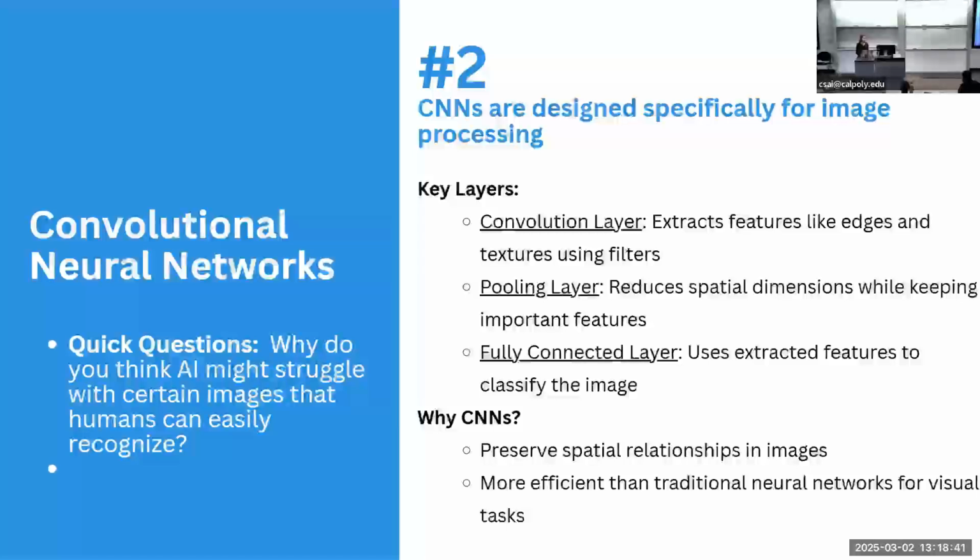We're not going to go super deep into that, but it's there for your information. I wanted to ask, maybe we can have some discussion on this: does anyone have any answers for why they think AI might struggle with recognizing certain images that humans can identify easily, according to the CNNs? Does anyone have any thoughts on that?